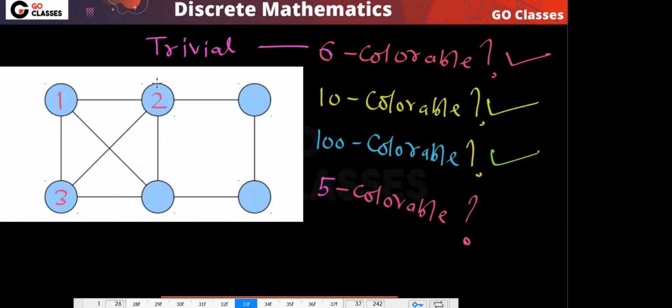Can I reuse any of these colors? No, I cannot reuse, so I need another color. Now I can give color number 5 here, and can I reuse color number 2? Yes. So this is 5 colorable. Yes, this graph is 5 colorable.